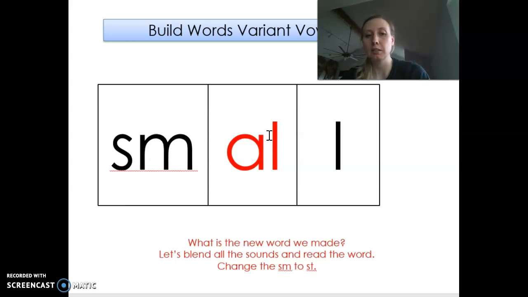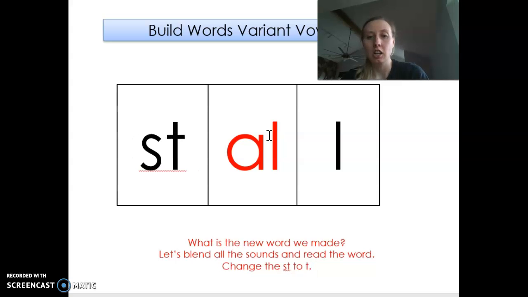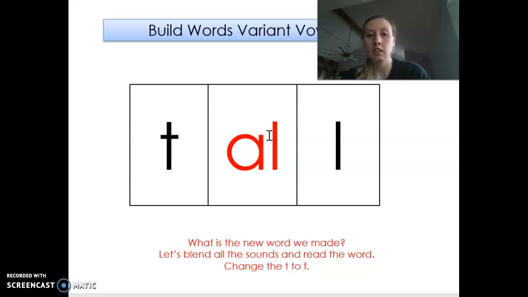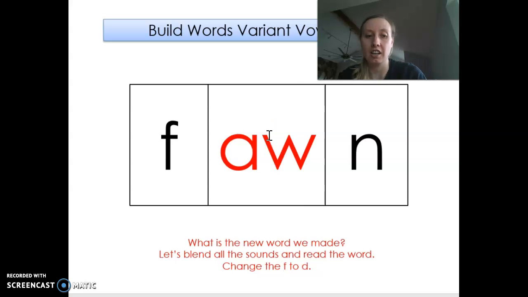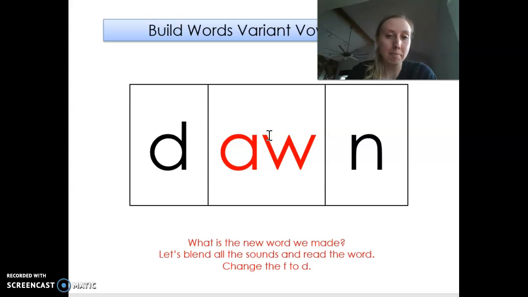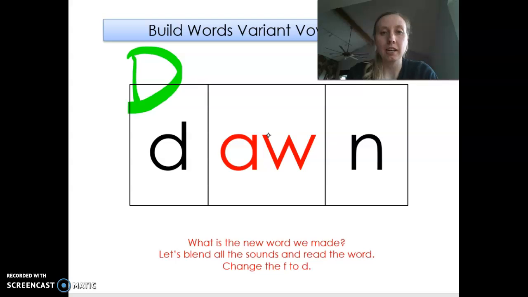Change the sm to st. Stall. Change the st to t. Tall. Change the t to f. Fall. Change the ul to n. Fawn. Change the f to d. Dawn. Now dawn can actually be a name as well. If it were a name, it'd have a capital.